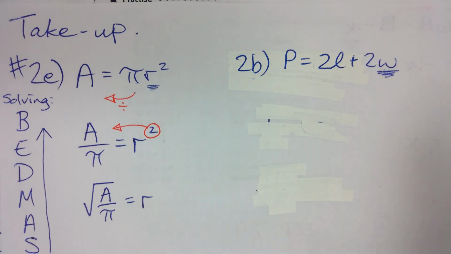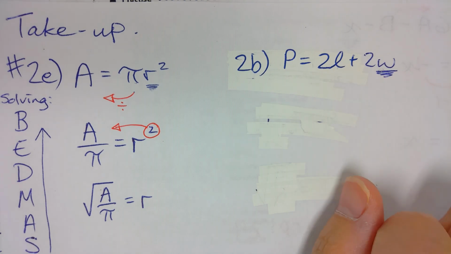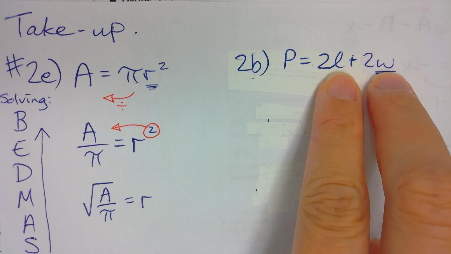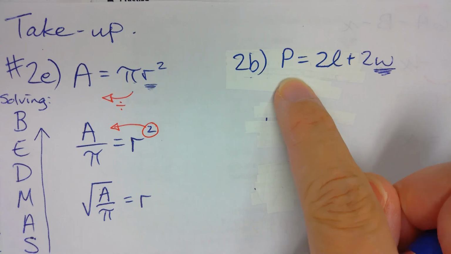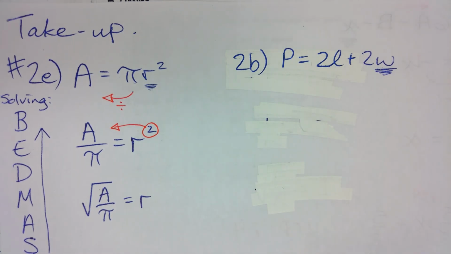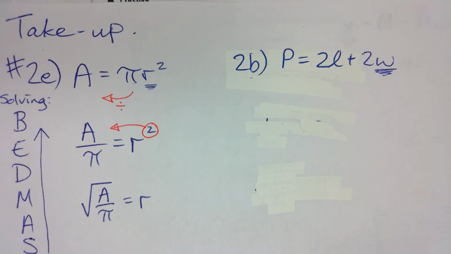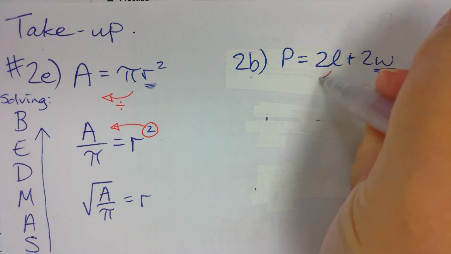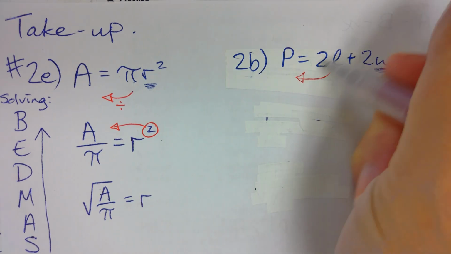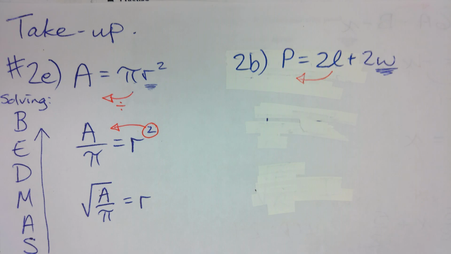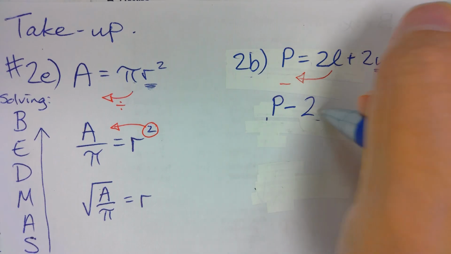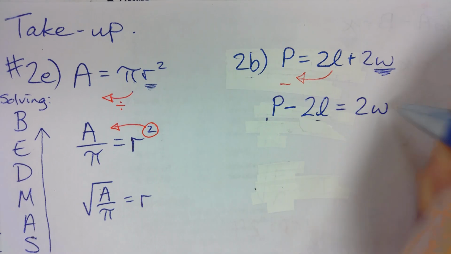Okay. How many terms do you see right here? Yep. Two terms. So when we move it, we move this whole term together. So the adding and subtracting first. That means I'm moving the whole 2l over because this is all one term. When I move it, I'm going to subtract because this is adding. So P minus 2l equals 2w.